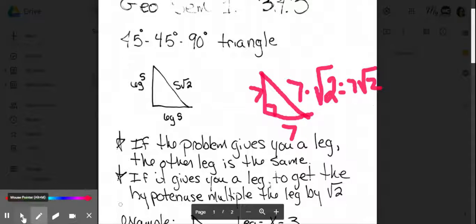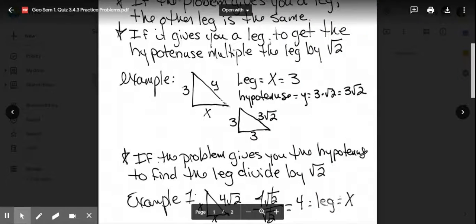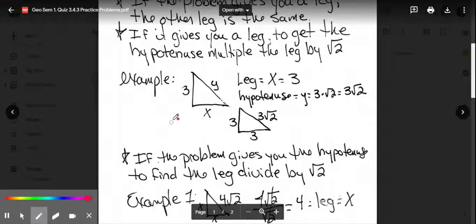Okay, so let's go down and look at our example down here. So in this triangle, one leg is 3. So it's asking us to find our x and our y. Well, again, I did not put our little thing down here. So x is another leg. So we know that since one leg is 3, then our other leg has to be 3.